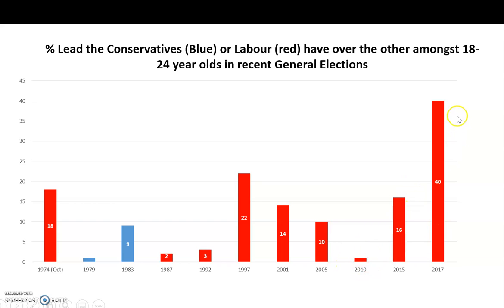But then look here, 2017, Jeremy Corbyn, 40% lead amongst young voters voted Corbyn. I suspect that may well have been A, Brexit, and B, the tuition fee pledge which Jeremy Corbyn made.